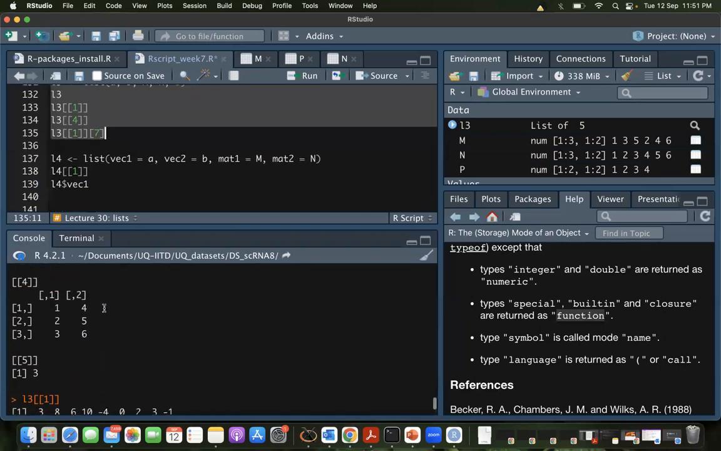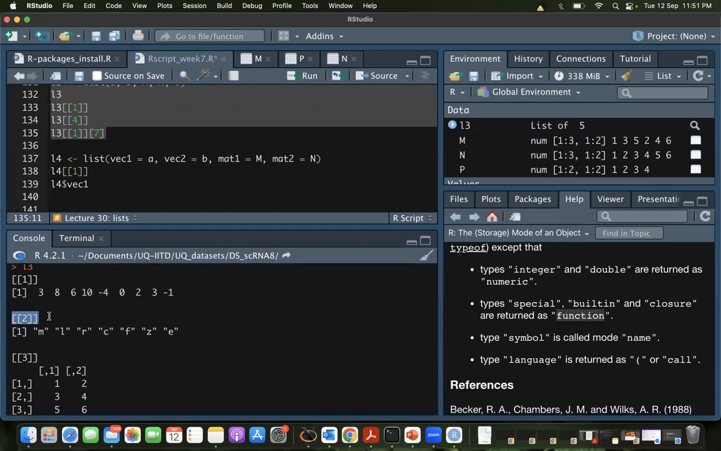Now here, if you see, you just had these numbers, right? Instead of numbers, you can also have names. Numbers will always be there; it's always going to be the first position, second position. That's always going to be there. But you can also give names, right?